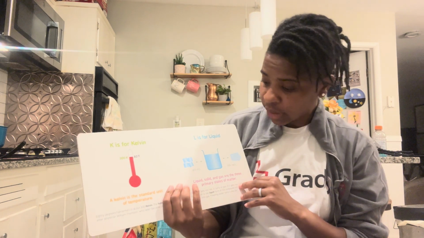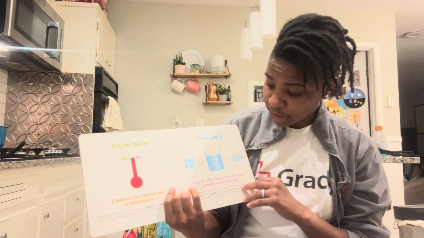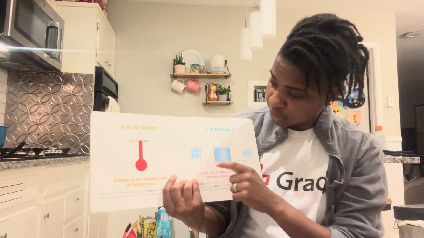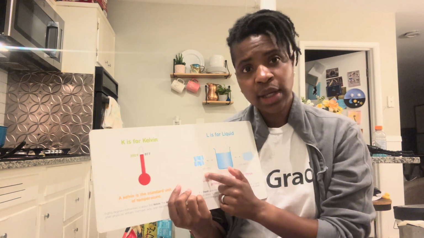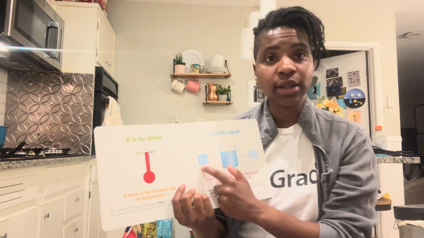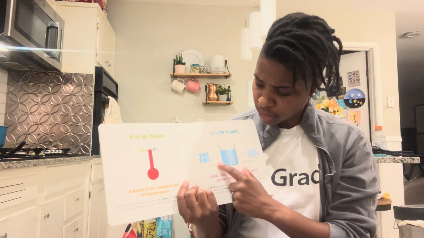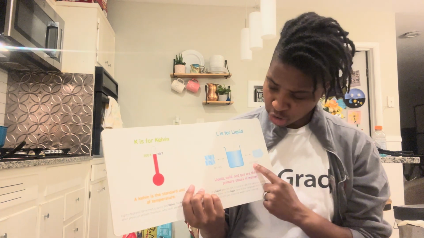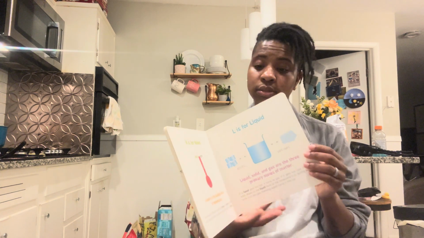L is for liquid. Liquid, solid, and gas are the three primary states of matter. This is true. So, if you go so far this way with the temperature, so very, very cold, it might become a solid, right? Then you go a little bit warmer and it becomes a liquid. Then if you get a little bit hotter, it becomes a gas or even a vapor.